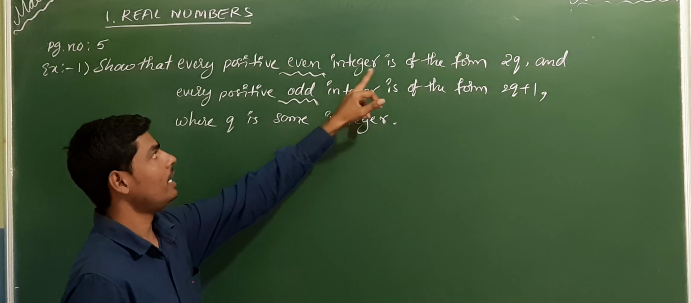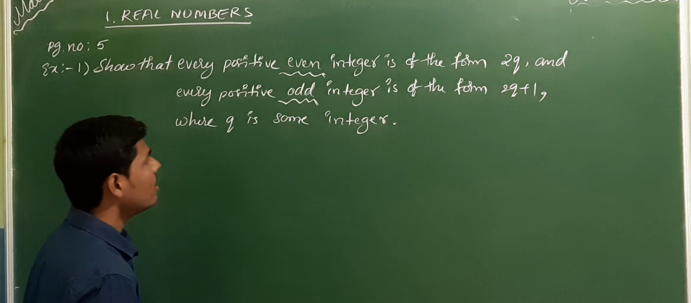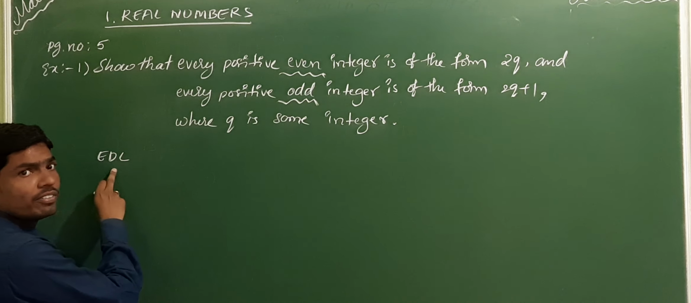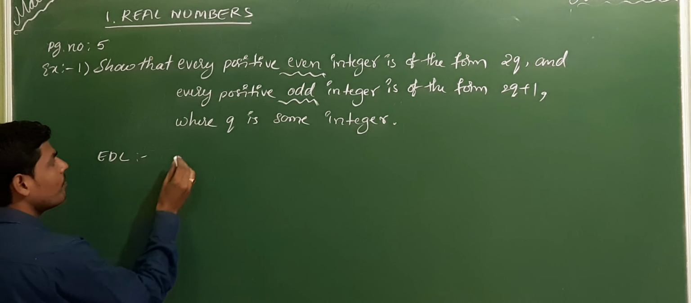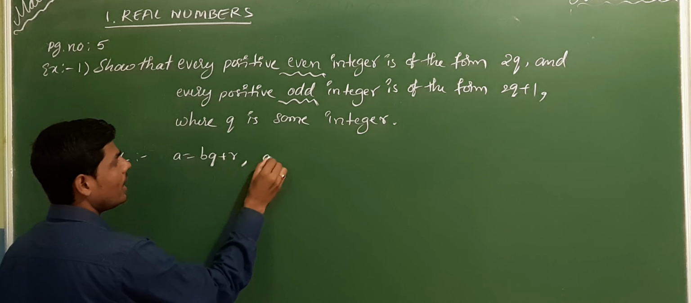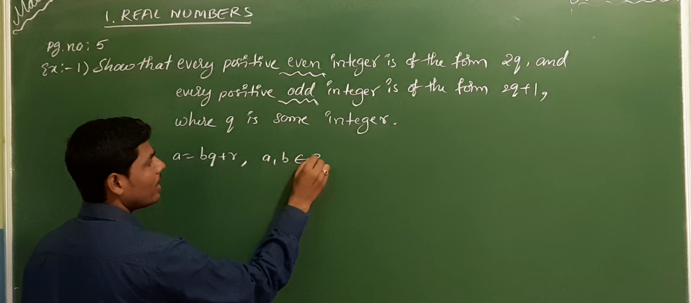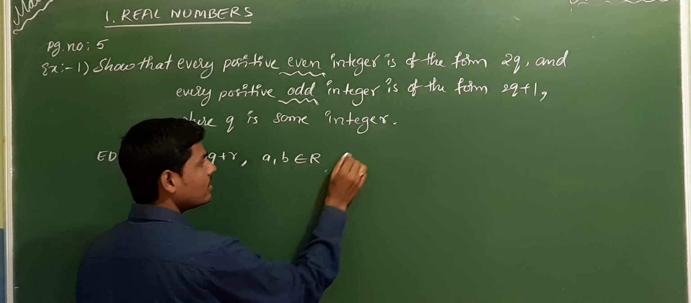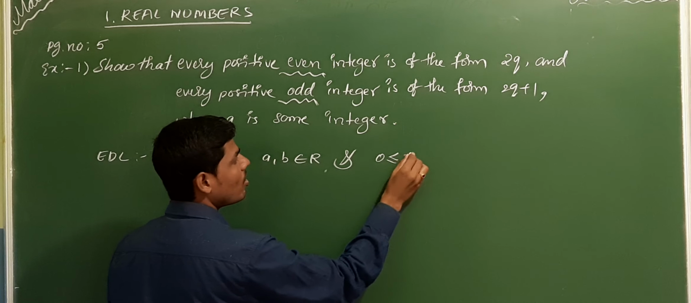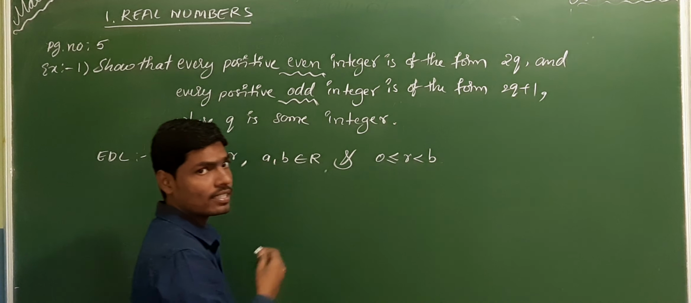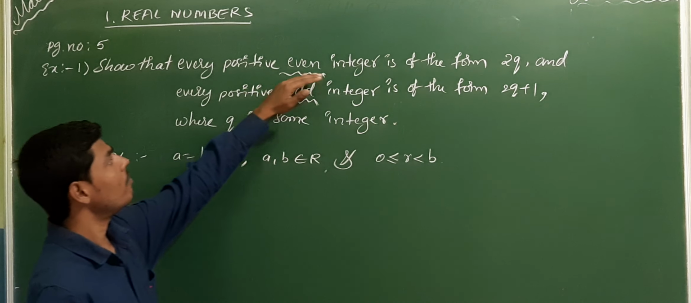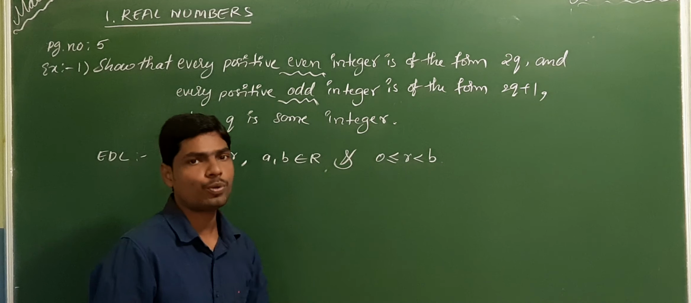First we take even integers. The statement of EDL, that is Euclid division lemma, is a is equal to bq plus r, where a, b are real numbers and 0 is less than or equal to r is less than b. This is the statement. Here, the even integer is of the form 2q.